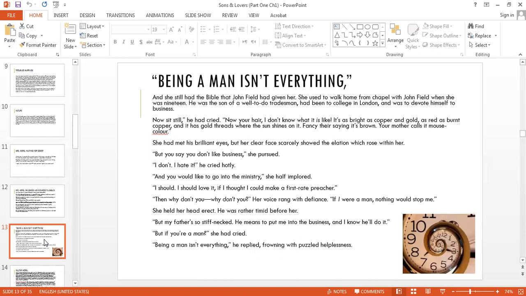I should love it if I thought I could make a first-rate preacher. Then why don't you? Why don't you? Her voice raged with defiance. If I were a man, nothing would stop me. She held her head erect. He was rather timid before her. But my father is so stiff-necked. He means to put me into business. And I know he'll do it. But if you are a man, she had cried. Being a man isn't everything, he replied, frowning with puzzled helplessness.